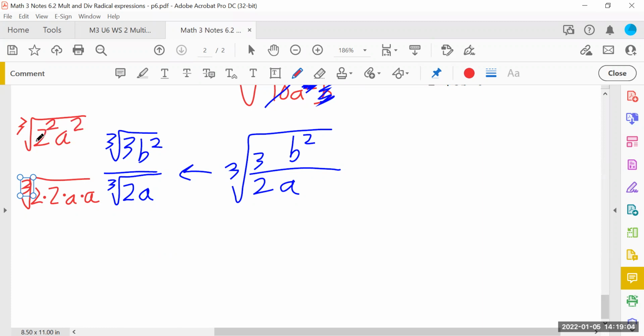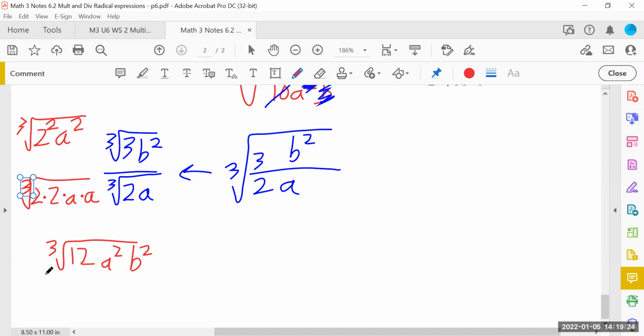At the top, we end up with the cube root of 2 times 2 times 3. Is everybody okay with me just writing that as 12? 2 times 2 times 3 is going to be 12, a squared, b squared.